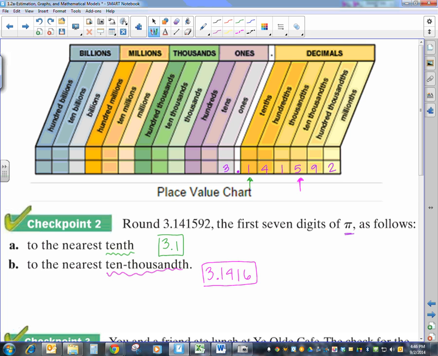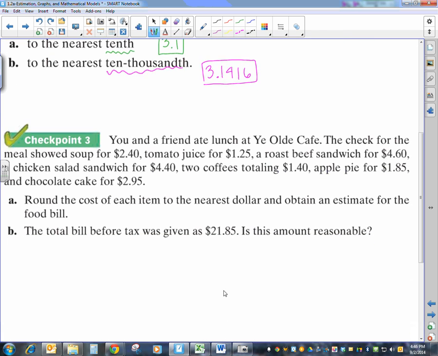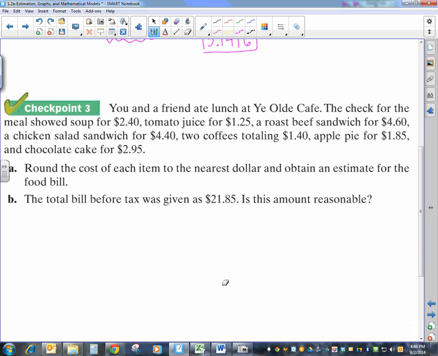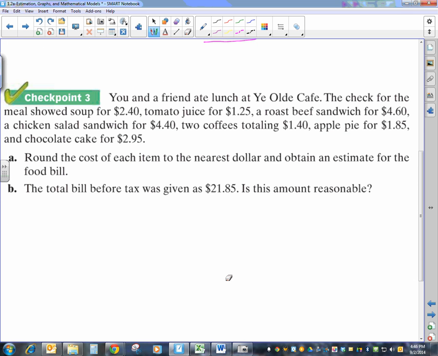Okay, so that was rounding with our little chart, or rounding numbers that you need to know. Another more practical method, or something we need to be familiar with, is rounding to the nearest dollar. Okay? You've gone out to lunch. You and a friend ate at Ye Olde Cafe. The check for the meal showed up for $2.40.